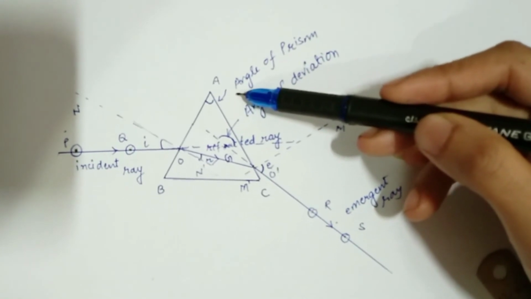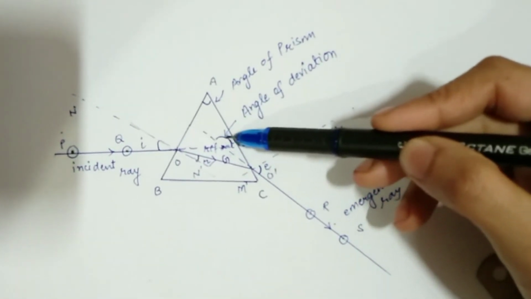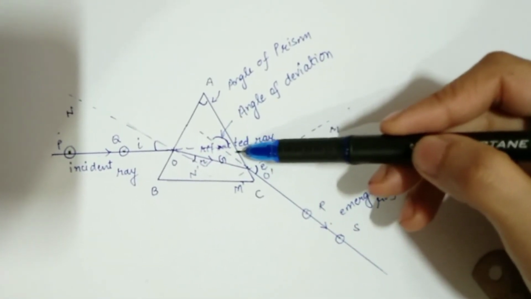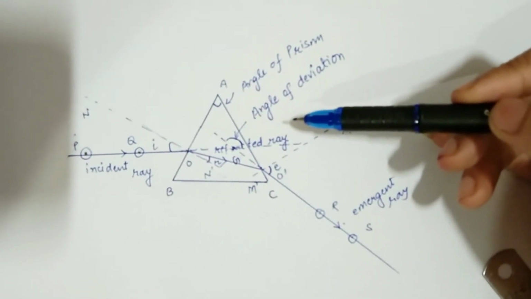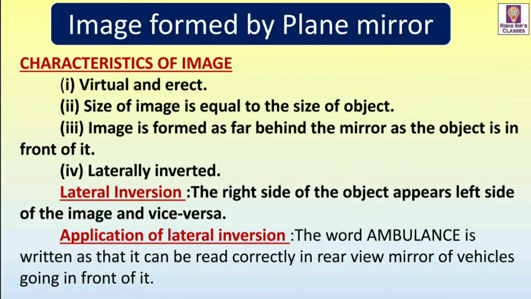This is your angle of prism, and the angle between the incident ray and the emergent ray is the angle of deviation. Now have a look at the characteristics of the image formed by the plane mirror. The image is virtual and erect. Size of image is equal to the size of object.